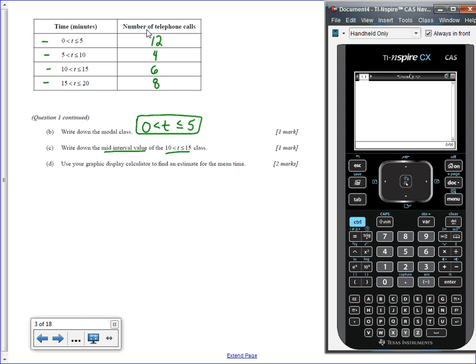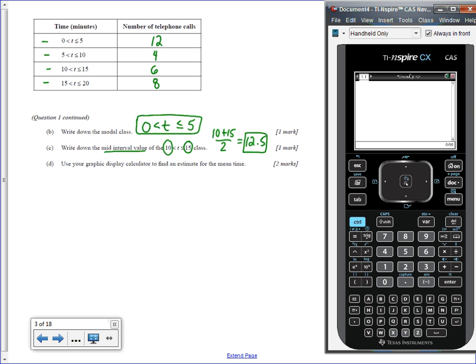So the best way to find a mid-interval value, just take the lowest value and the highest value, add them together, and divide by 2. So 10 plus 15 divided by 2, 25 over 2 is 12.5. 12.5 is the value right in the middle of the class that goes from 10 to 15, including all of the decimals between 10 and 15. But of course not including 10, and yes, including 15. That's included there when you add the two together and divide by 2.